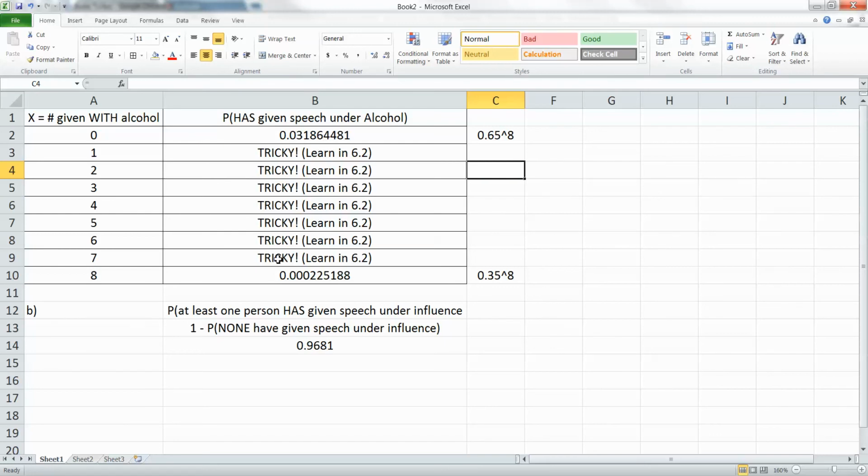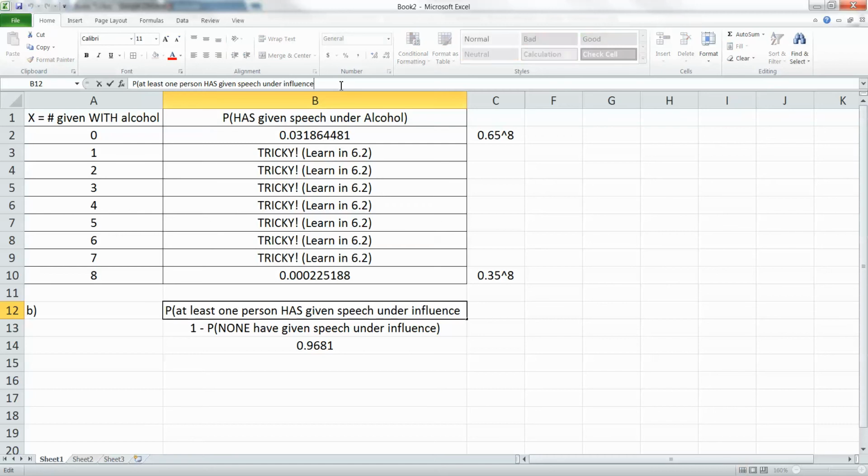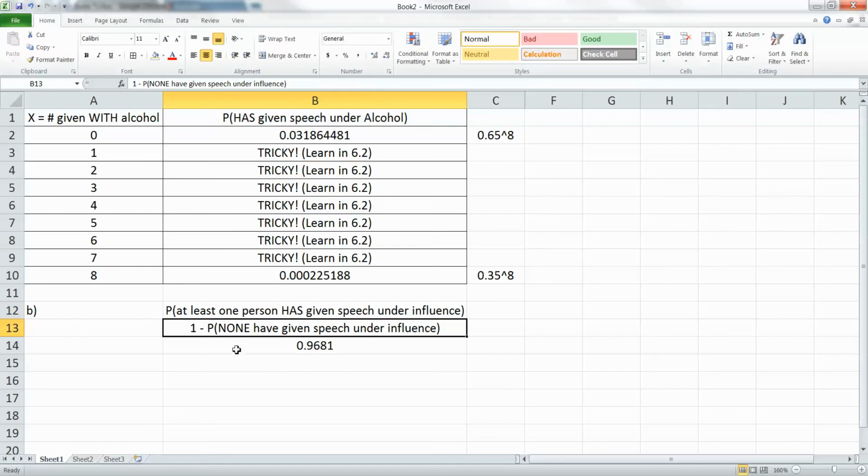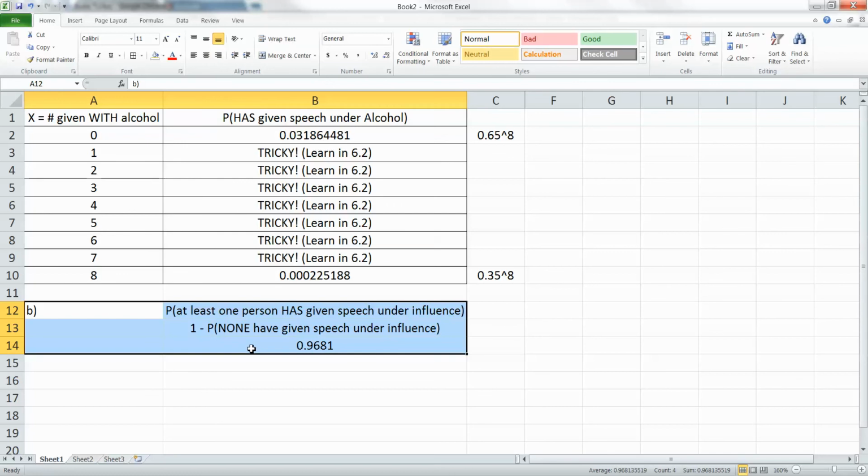Okay, so you're going to have to do this a different way. Now, the thing is that they're asking you, what's the probability that at least one person has given the speech under the influence? Oh, and by the way, I'm doing this backwards. I'm doing part B first, and then I'll go back and do part A, and then we'll just enter both answers, okay?